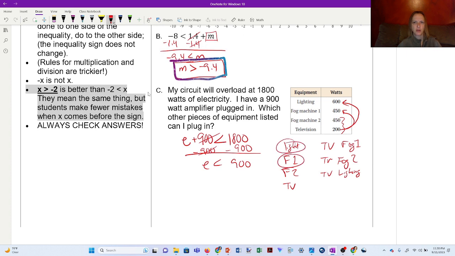So there's 1, 2, 3, 4, 5, 6, 7 possibilities of things that I can plug into my circuit without overloading it. But if I do any more than those 7 examples, then I will overload my circuit.